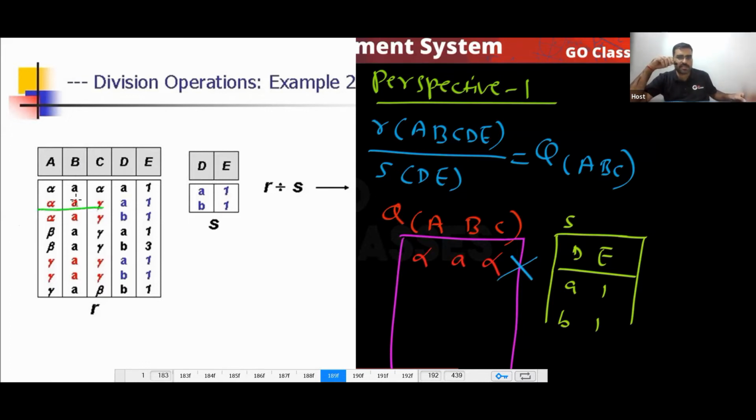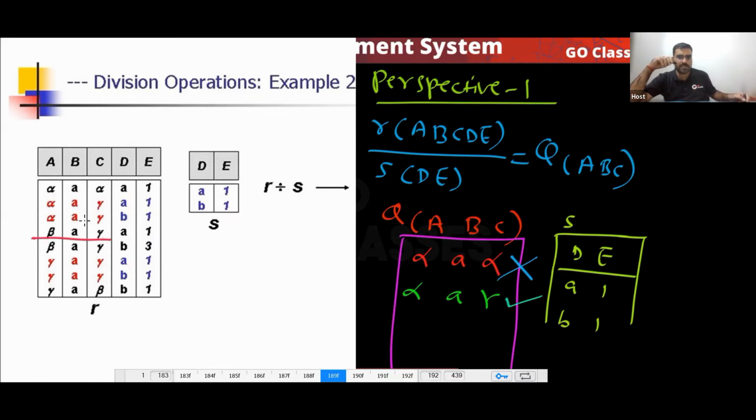Okay, let's take another. Alpha A gamma. What about this one? You can notice alpha A gamma A1, we have this. Alpha A gamma B1, we have B1. Okay, this is also very good. So this will be there. Yes, correct. This we will have in the answer. I will put it in the answer. Alpha A gamma is done.